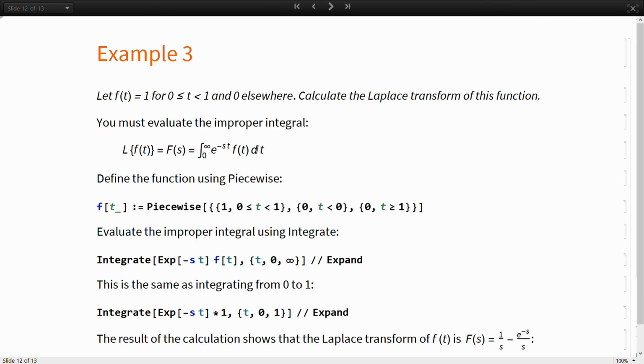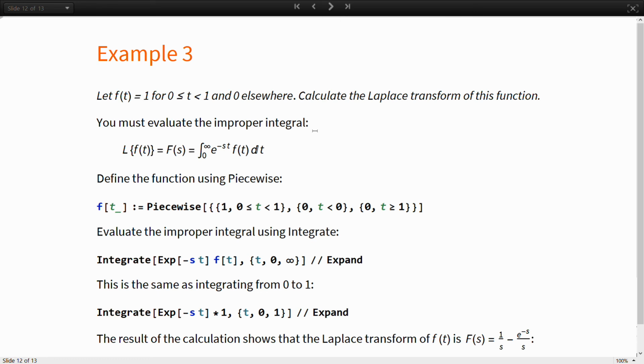As a final example, consider finding the Laplace transform of f of t equals 1 when t is between 0 and 1, while the function is 0 everywhere else. In order to calculate the Laplace transform, we must calculate the improper integral of e to the minus s times t times the function from 0 to infinity. However, since the function is 0 whenever t is greater than 1, we just need to integrate from t equals 0 to t equals 1.